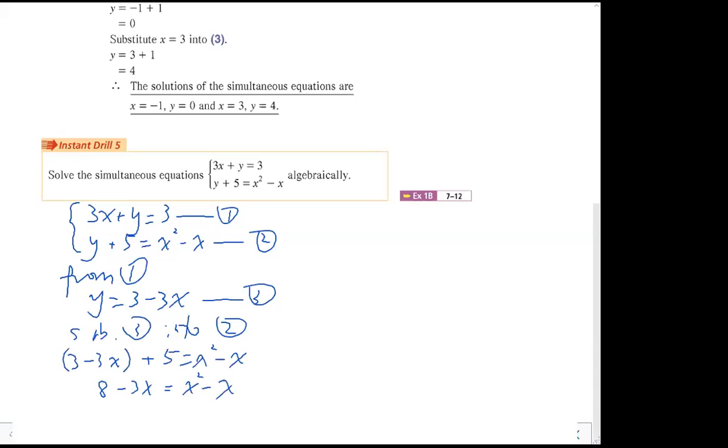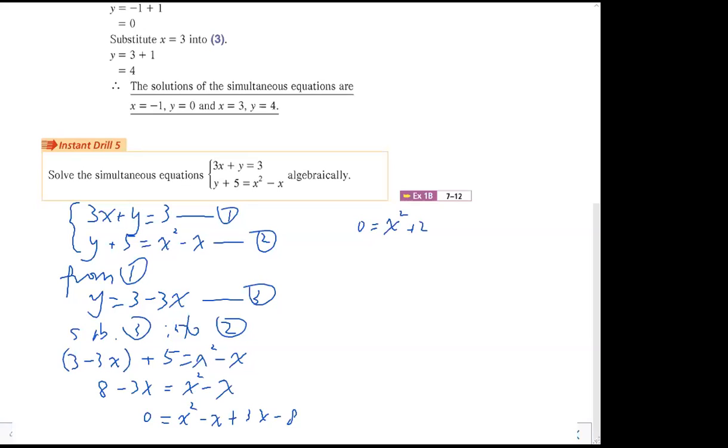Okay, and then we move all the terms to one side, and we keep x squared to be positive. So I should move all the terms to the right-hand side. So x squared minus x plus 3x minus 8. Simplifying the like terms, we have 0 equals x squared plus 2x minus 8.